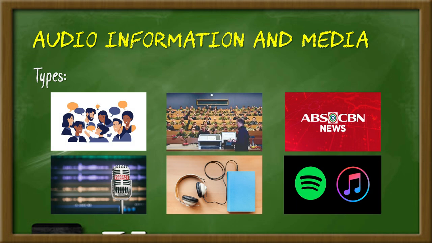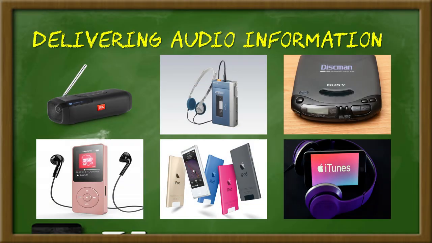Audio information pertains to any sound or auditory impression perceived by the ears and processed by the brain. Specifically, audio information can be any of the following: dialogue or conversation, lecture or talk, news, podcast, audiobook, and music. Radio is one of the most common appliances we have at home. Apart from listening to music, we rely on the radio if we want to hear the news. Below are devices which deliver information: radio, Walkman, Discman, MP3 player, iPod, and iTunes.